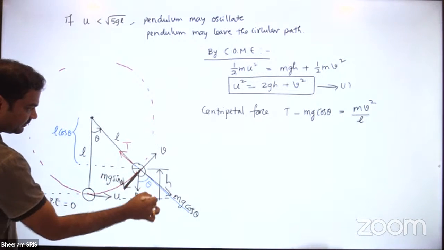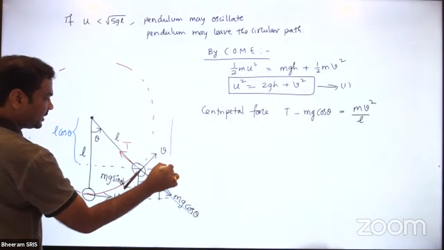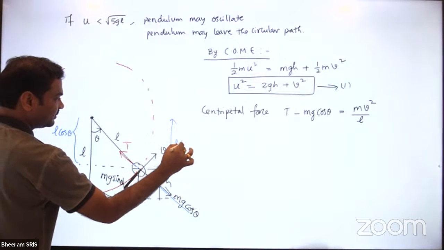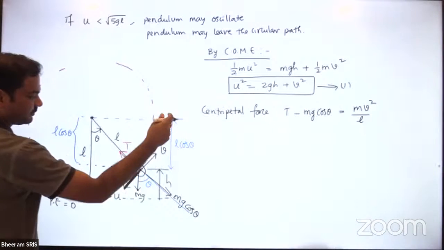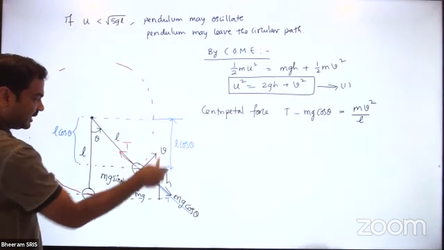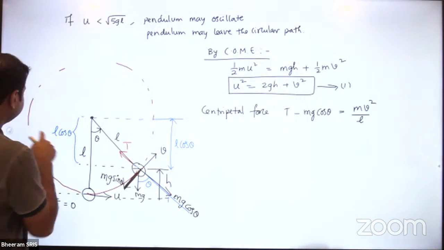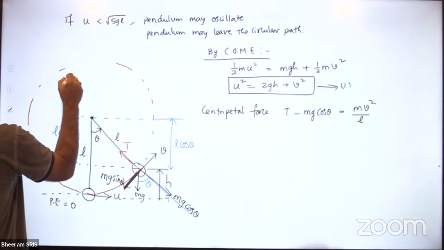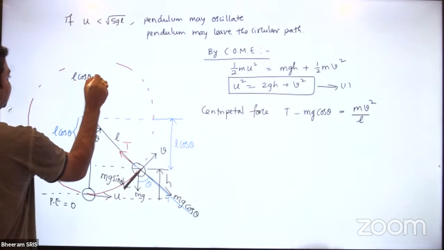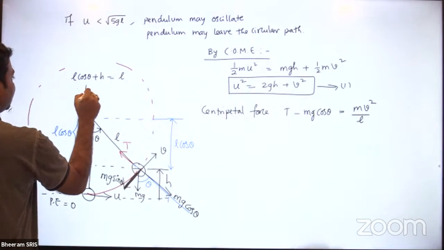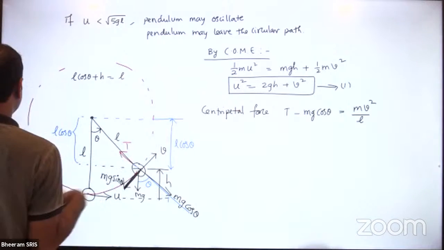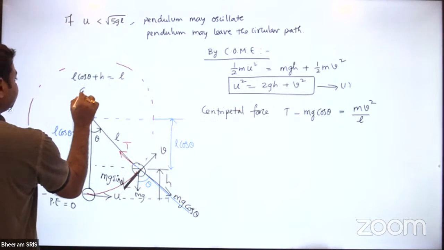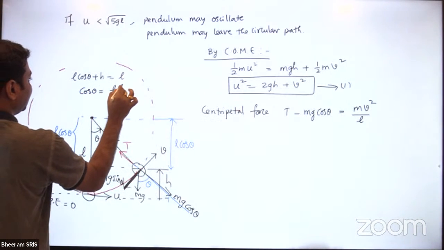This value is H, and what is this value? This length is L cos theta from the center, okay? L cos theta, and this is H. L cos theta plus H should be equal to L. Then what is the cos theta value? Write down the cos theta, because here the cos theta term is there. So what can I write for cos theta? L minus H by L.